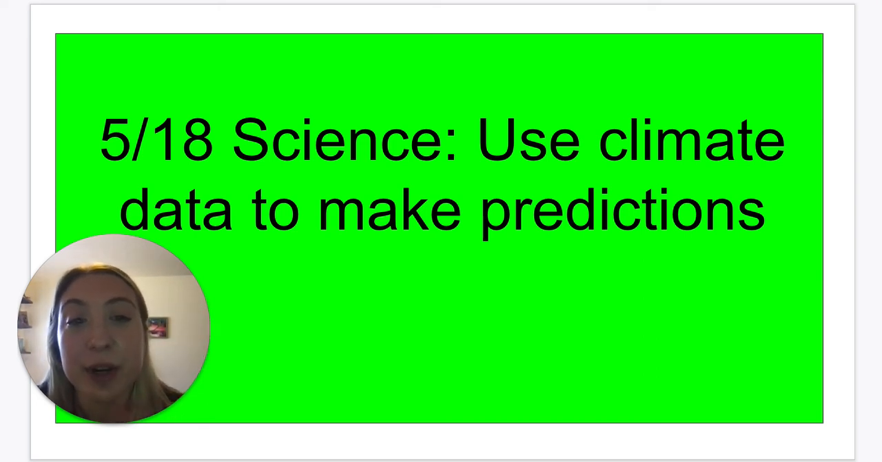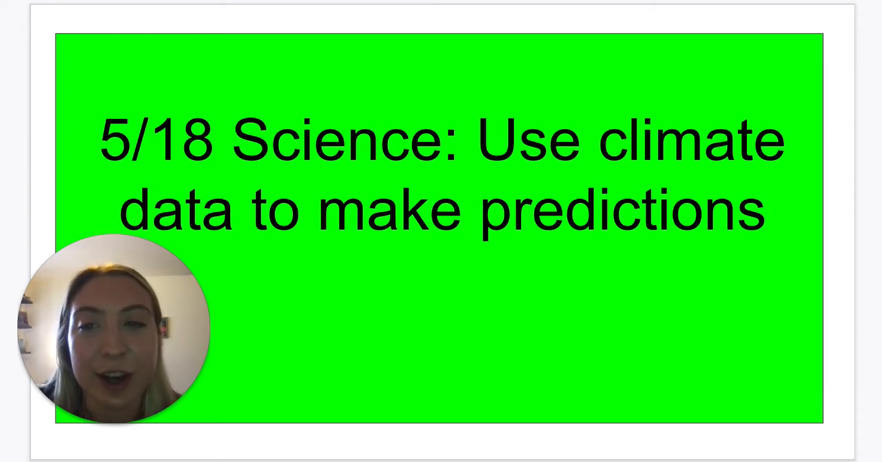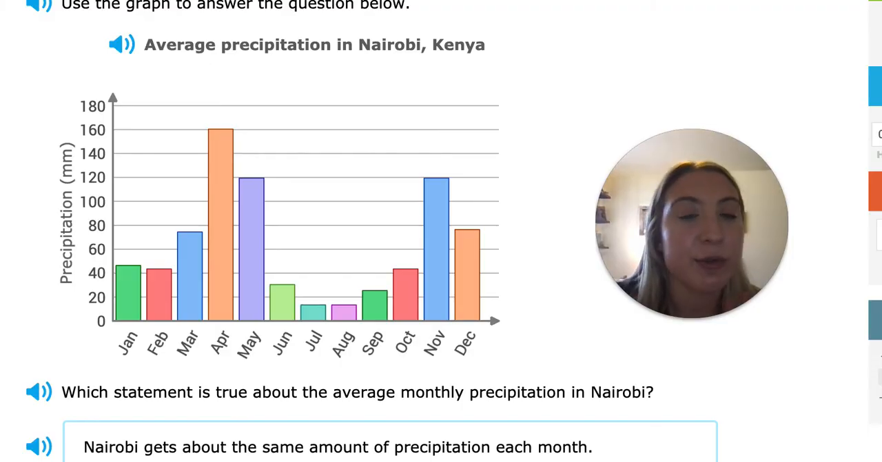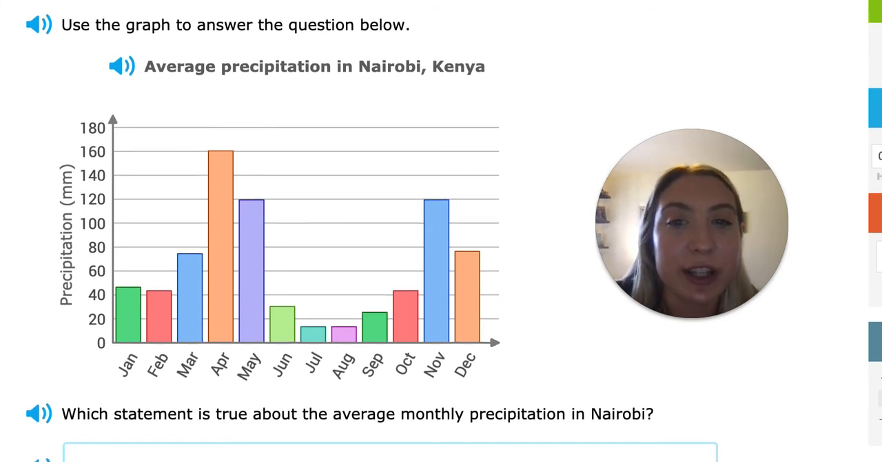Today for science, we're going to be using climate data to make predictions. So we're going to do this just by going through examples and talking through it. This will be a little bit of a review of what we've talked about the past few weeks going over weather and climate.